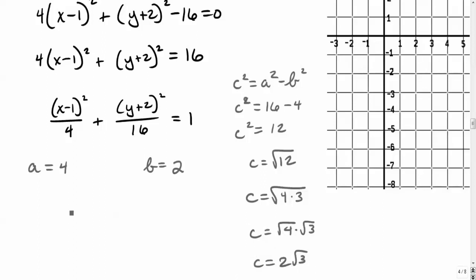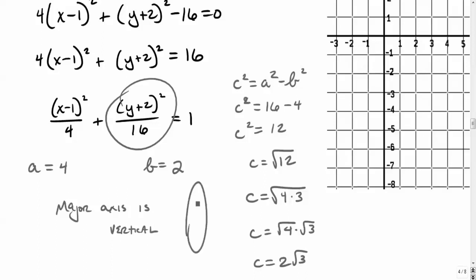Okay, so we have A, B, and C. Let's talk about our major axis. In this case, the bigger number, the A value, is underneath the y, so our major axis is going to be vertical. It's going to be an ellipse that's shaped like this, up and down.